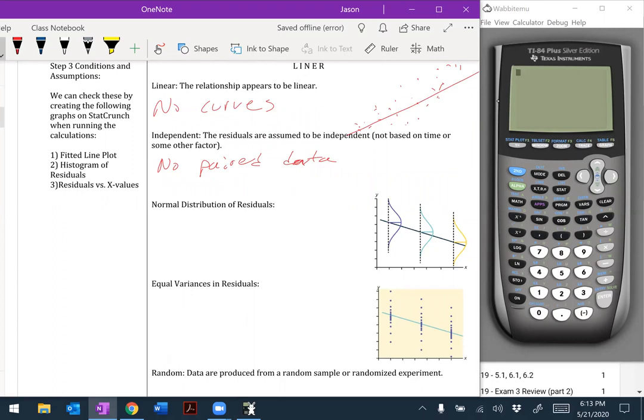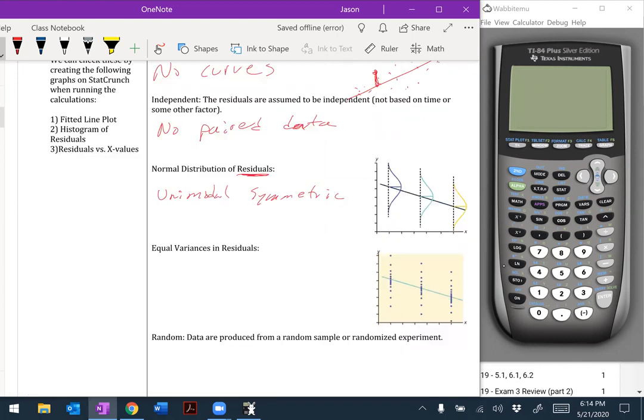Okay, normal distribution for the residuals, we want it to be unimodal. So remember, the residuals are the differences between the line and the observed, the difference between the expected and the observed. Well, if I calculated all those residuals out, I should get a normal distribution, unimodal and symmetric. Okay, equal variances in the residuals.